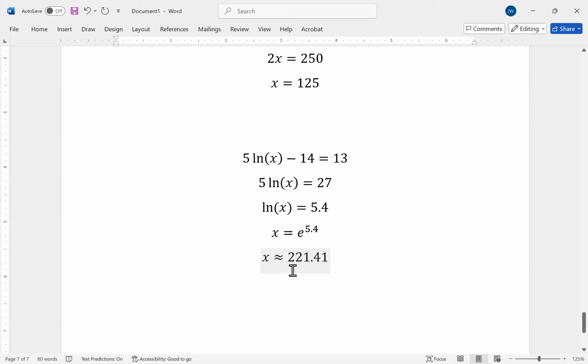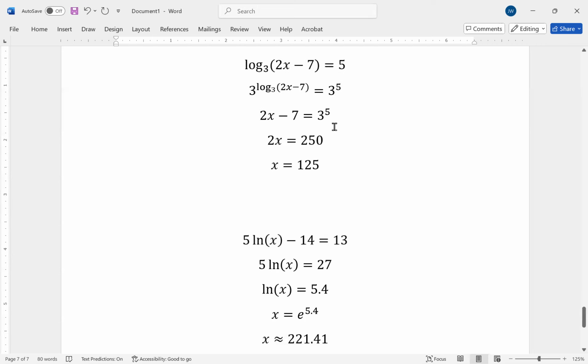Again, check that out. Make sure that you can plug that in into the natural log argument. And sure enough, you can. Just plug it in, see what happens. 5 times the natural log of that answer, and then minus 14 gives me a 13. So that's how I can solve logarithmic equations.